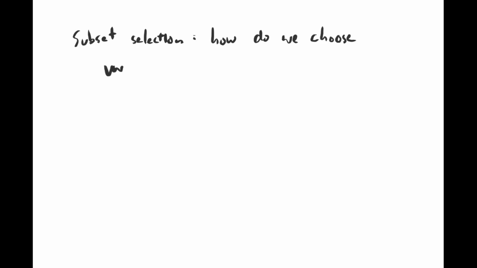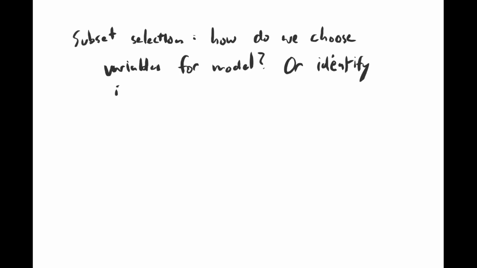Next is subset selection. How do we choose variables for a model, or identify important ones?